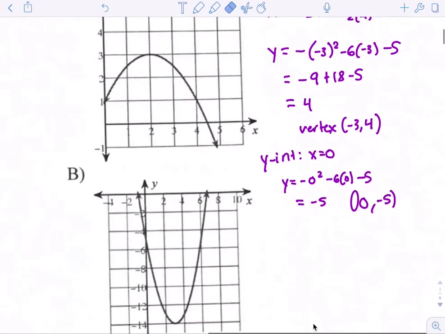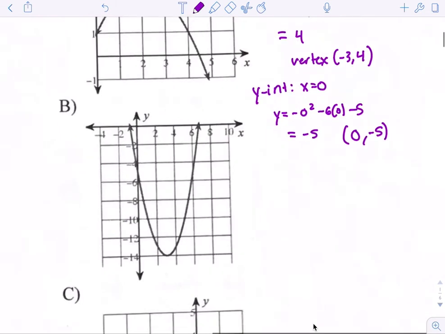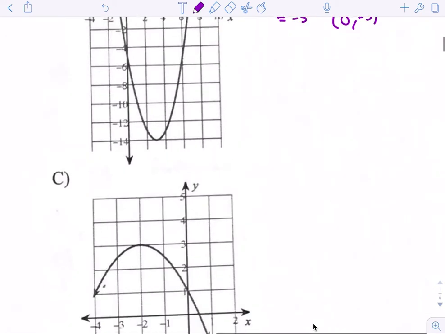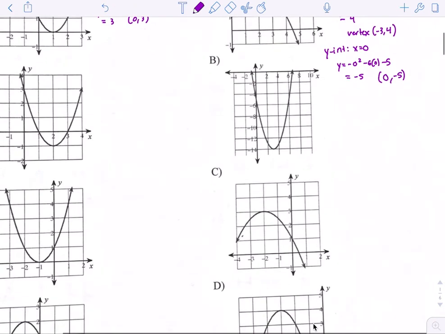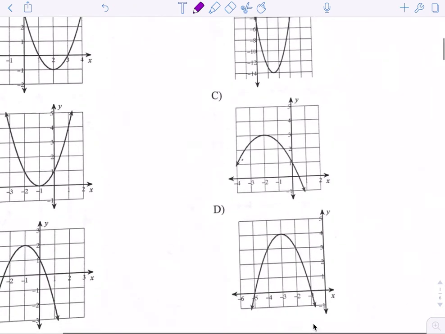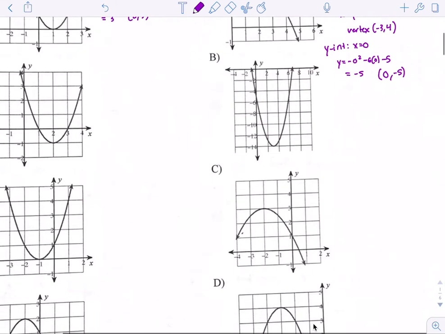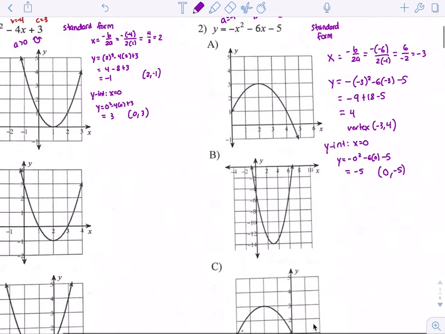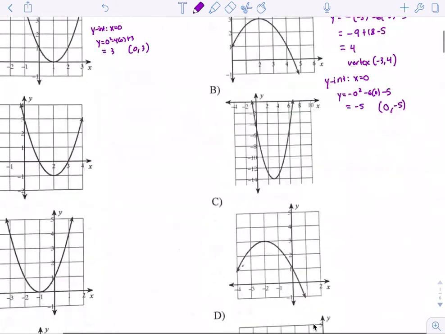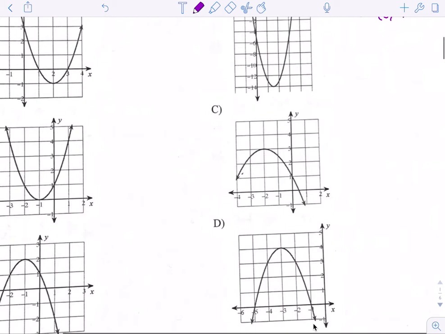So just look for the graph that has a vertex at negative 3, 4 and at 0, negative 5. And the only one like that, you guys, looks to be not that one. Negative 3, 4 and 0, negative 5. Oh, negative 3, there you go, D.